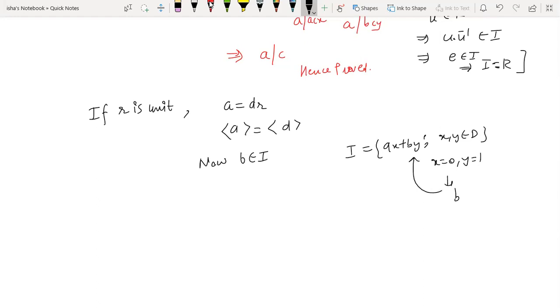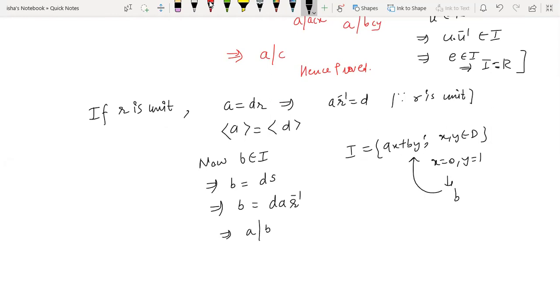So B belongs to I means B is a multiple of D, say D times S. It implies B is D times S. Now what is D? From here I can say A R inverse is equal to D. Now why am I able to write that? Because R is a unit. So B is DS means B is D A R inverse. It implies A divides B. A is coming in the factorization of B, so A divides B, hence proved.